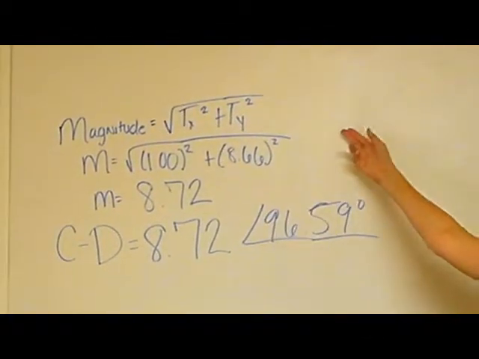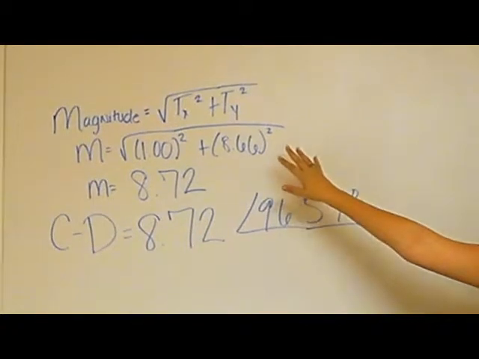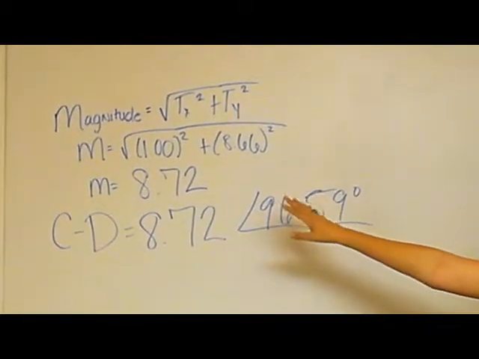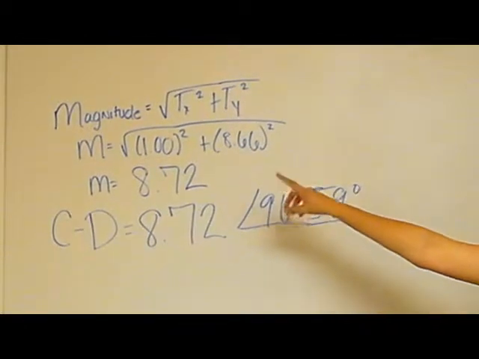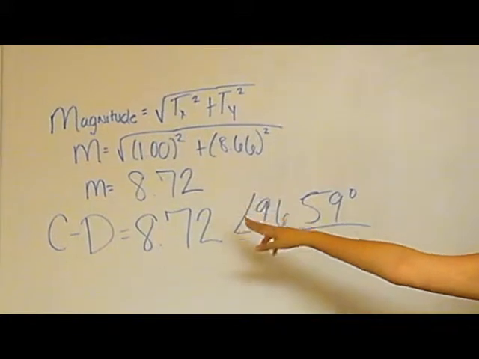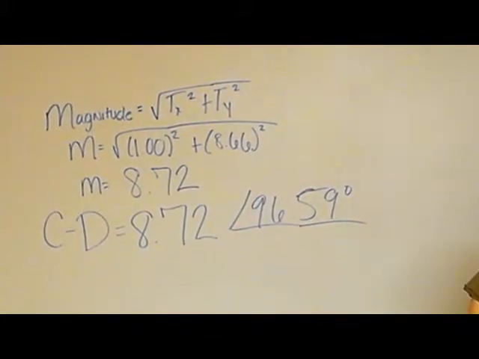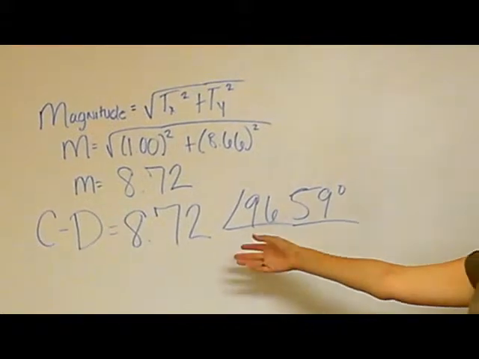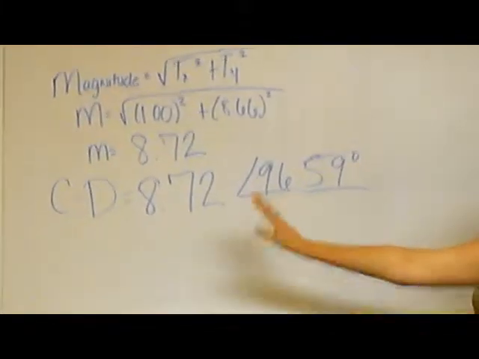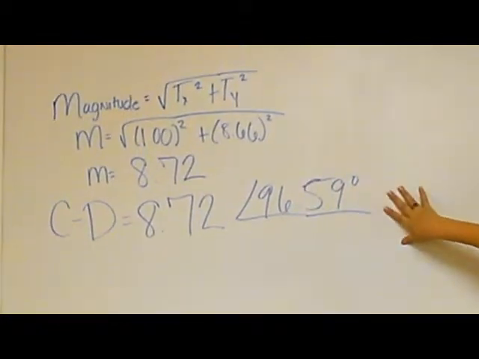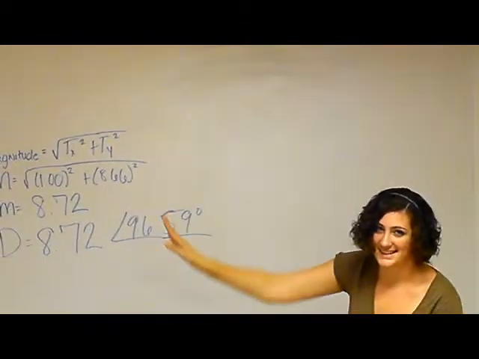The magnitude, as I was saying, is the square root of Tx squared plus Ty squared, which is 1.00 squared plus 8.66 squared. You do all that math, and you get a magnitude of 8.72. And so C minus D is a vector of 8.72 at an angle of 96.59 degrees. And that is the end of our video.